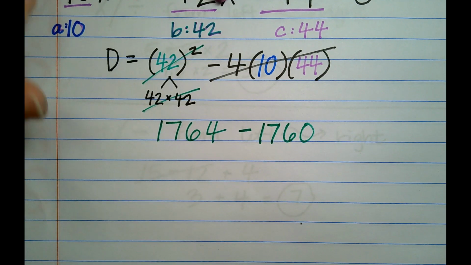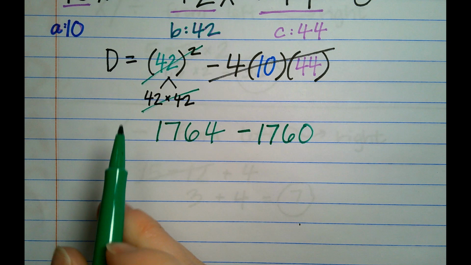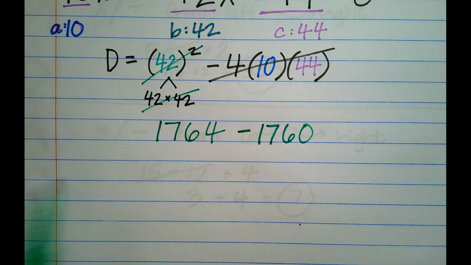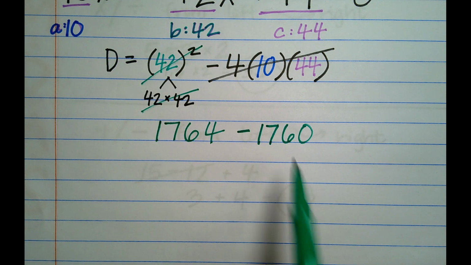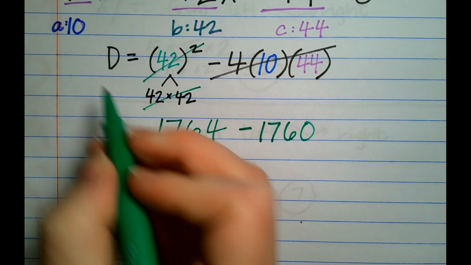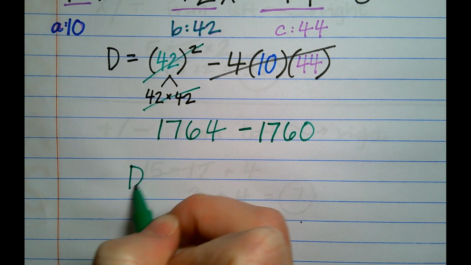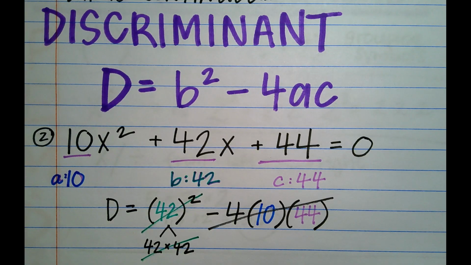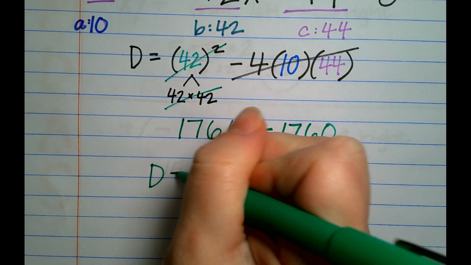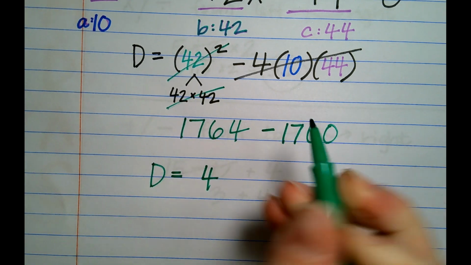And what is the last step? Subtract them. What do we get when we subtract 1764 minus 1760? 4. Just 4. So, D or the discriminant, that fancy new word I just gave you, is equal to 4 for number 2.